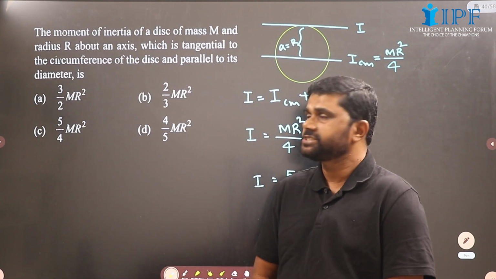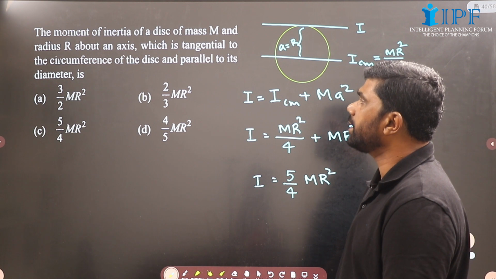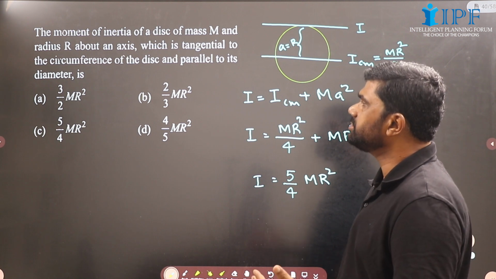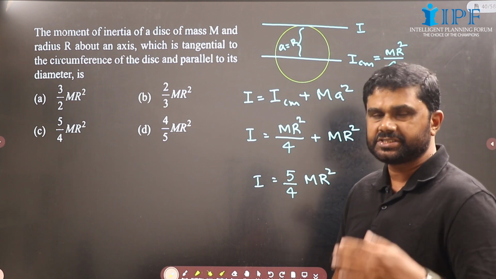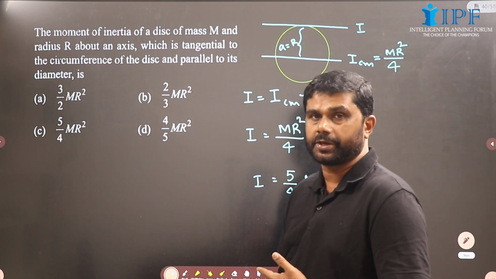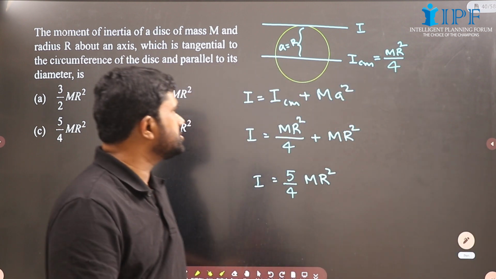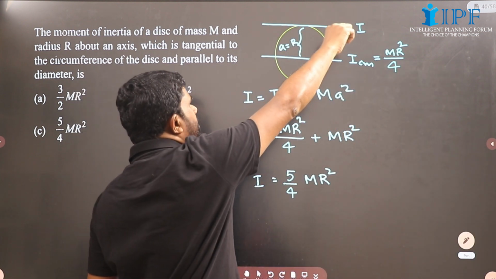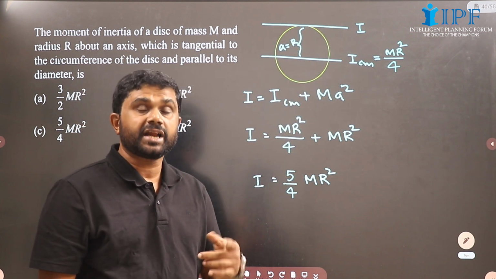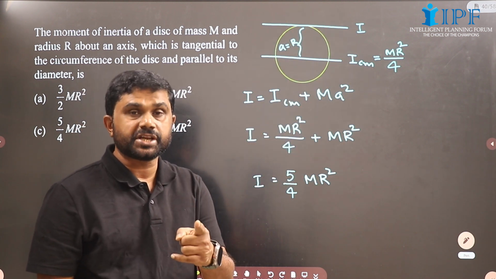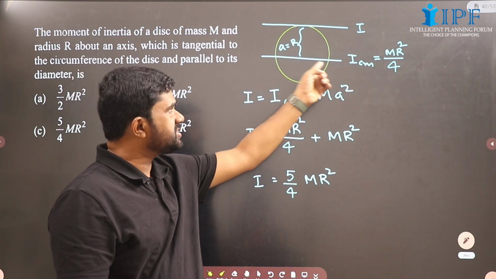Okay. Now let's see the next question. The moment of inertia of a disk of mass m and radius r about an axis which is tangential to the circumference of the disk and parallel to its diameter. Means it is a tangent in the plane of the body. Okay, now we have to apply the parallel axis theorem. See, this is the axis about which we have to determine the moment of inertia. So we have to consider an axis passing through the center of mass and parallel to the given axis. That is this one.